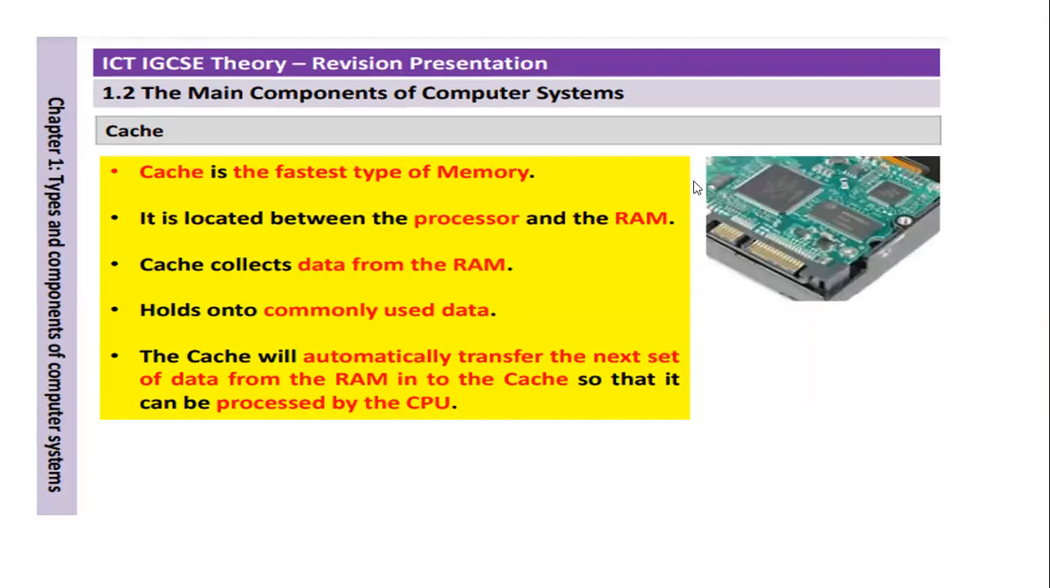Now the description written here regarding cache, you can go through. Cache is the fastest type of memory. Already I told you it is located between processor and RAM. Remember, cache is always placed between processor and RAM. So cache collects data from the RAM and holds commonly used data. It basically holds the most common instructions. The cache will automatically transfer the next set of data from the RAM into the cache so that it can be processed by the CPU. Because the processor checks first from cache, then checks from the RAM. This point is clear?